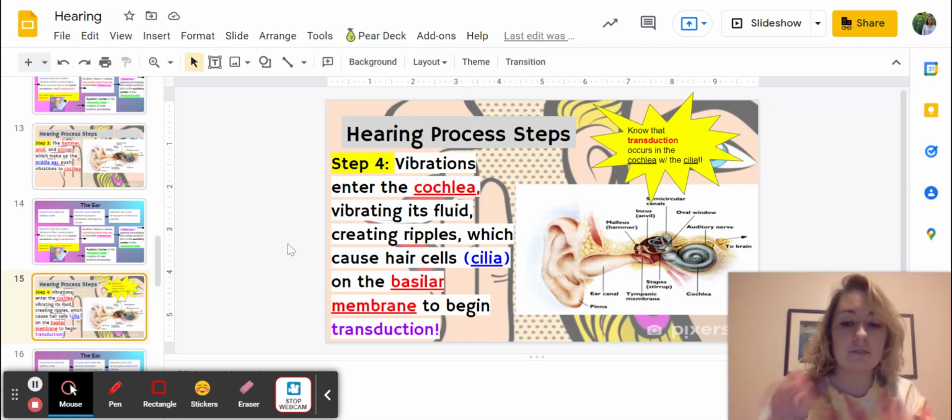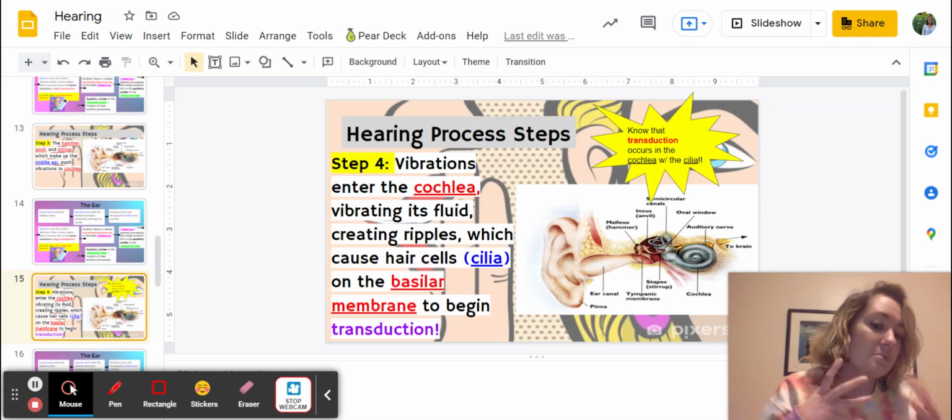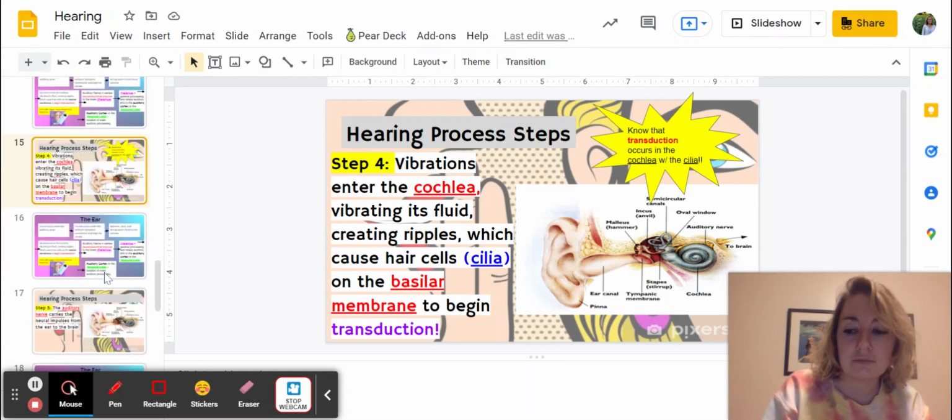So it's the vibrating fluids creating the ripples, now causing these tiny hair cells of the cilia on the basilar membrane to begin the process of transduction, changing the sound wave vibrations into neural impulses, the brain language that the brain can now interpret, understand, and process as sound. So just remember, cochlea equals transduction.